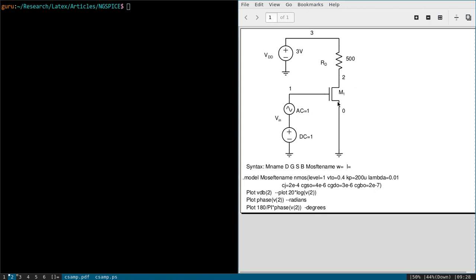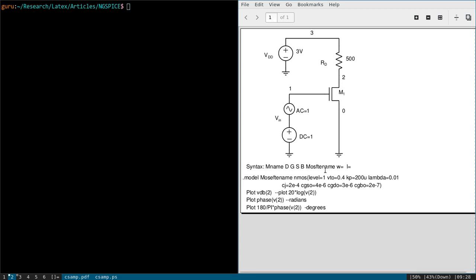We have one MOSFET, an NMOS, an input signal which has both DC and AC components, and a power supply. The syntax for the MOSFET is given here. It should start with the letter M, and you can give any name you want, followed by the drain node, gate node, source node, and bulk node. In this diagram bulk is not explicitly shown, which means source and bulk are shorted together.